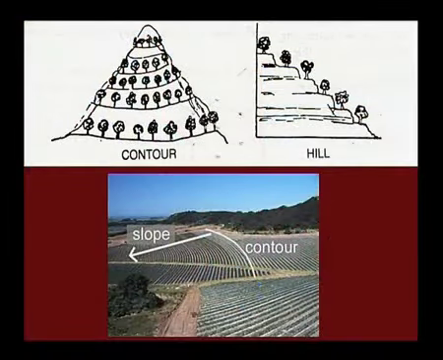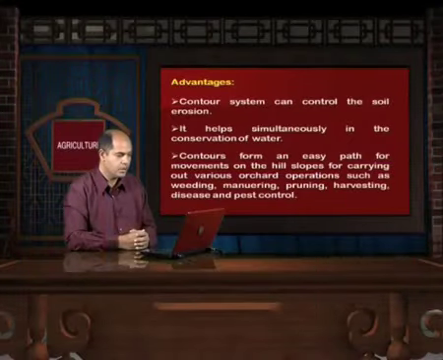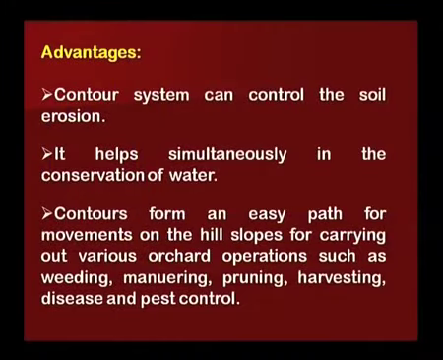This picture shows the layout of contours on a hilly area. You can clearly see the formation of contours across the slope. Advantages: the contour system can control soil erosion. It helps simultaneously in the conservation of water. Contours form an easy path for movement on the hill slopes for carrying out various orchard operations such as weeding, manuring, pruning, harvesting, disease and pest control.